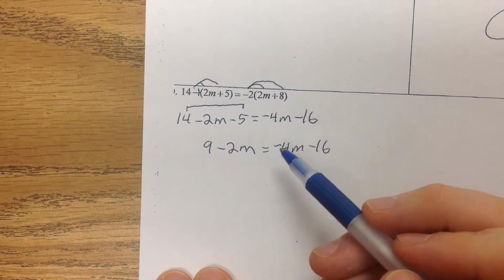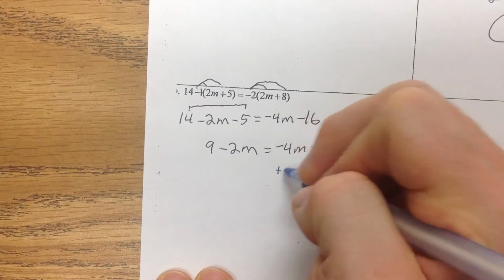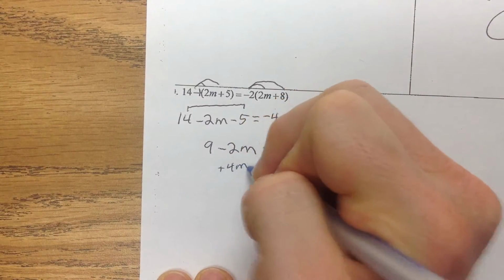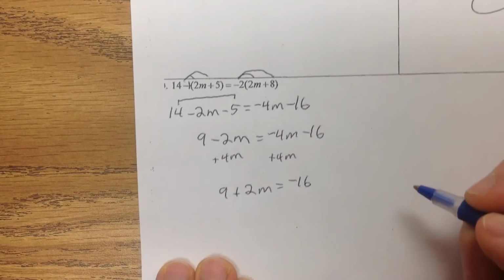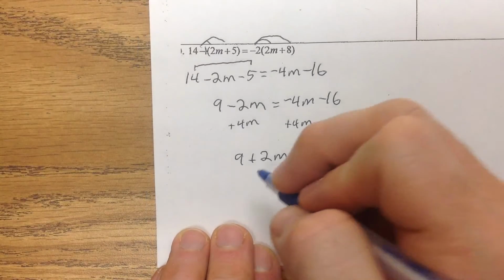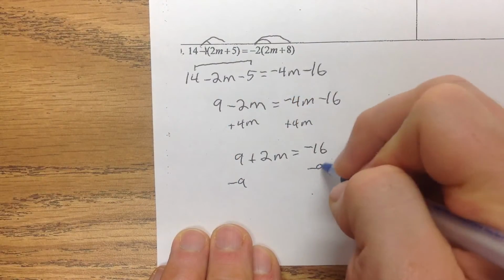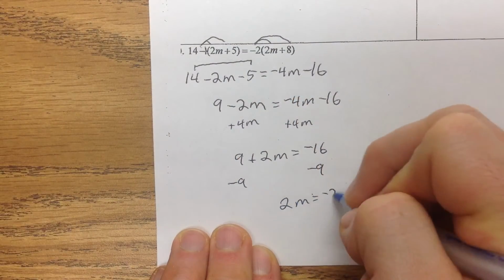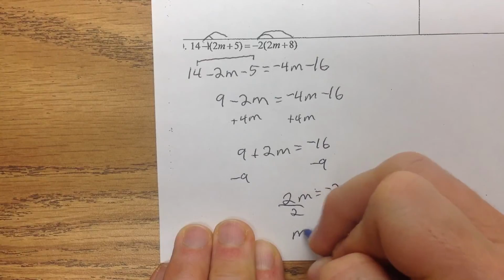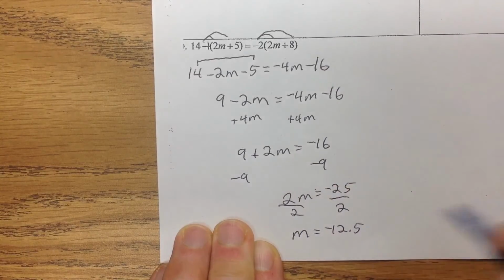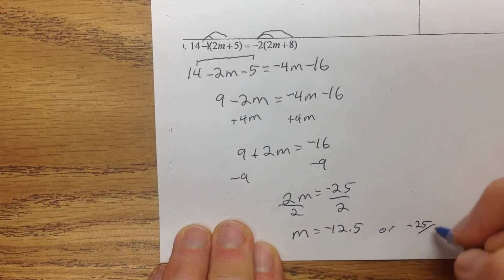I'm going to move my smaller variable, and since these are both negatives, the negative 4 is actually smaller than the negative 2, so plus 4m to both sides, plus 4m. I get 9 plus 2m equals negative 16. Right, so far so good. Now I'm kind of to the last step. I'm ready to solve because I have a two-step equation. Subtract 9 from both sides. 2m equals negative 25. Divide both sides by 2. M equals negative 12.5. Or if you prefer a fraction, we can write that as negative 25 over 2.